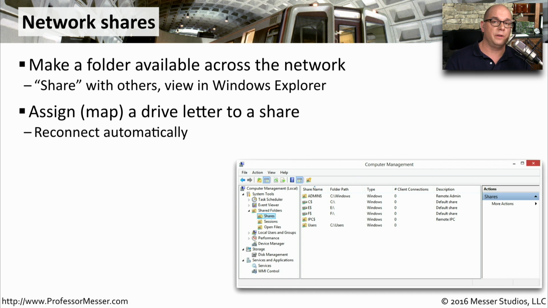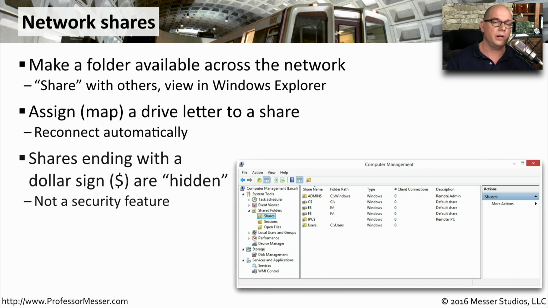To be able to use one of these shares, we commonly will map the share that's on the network to a drive letter that's local on our computer. So we choose a drive letter that's not currently in use, say drive M, and we would say that drive M is going to map to this particular share that exists on another device across the network.